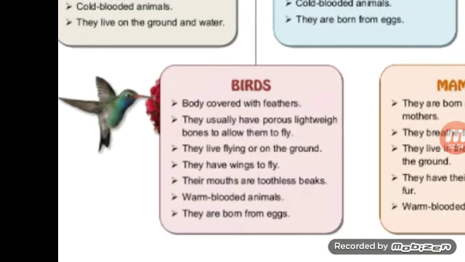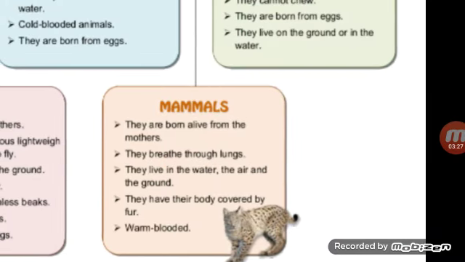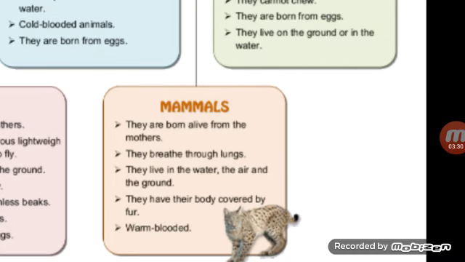Birds, body covered with feathers, usually 4 limbs modified into wings for flying purpose. Another adaptation is that their bones are very lightweight due to their porous characteristic. Their mouths are toothless, they have no teeth. They have beaks. They are warm-blooded animals. They are born from eggs.